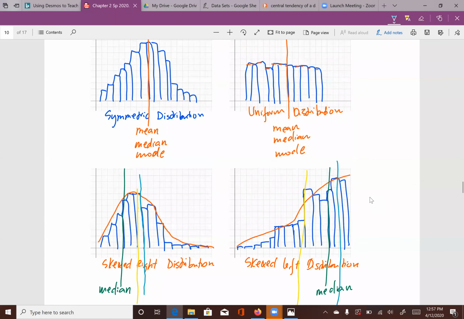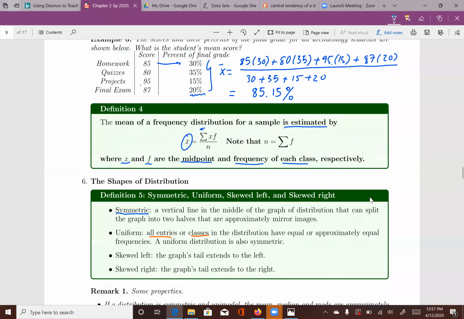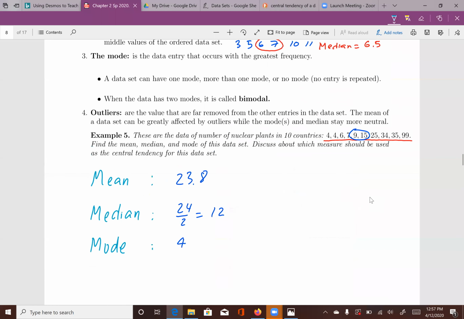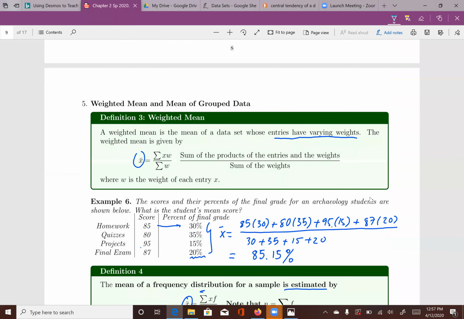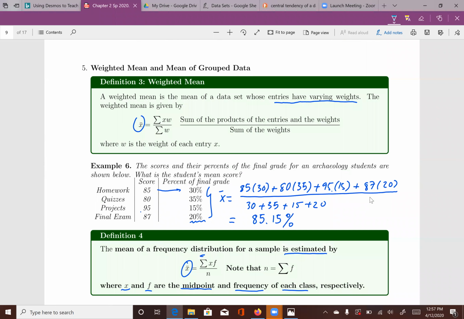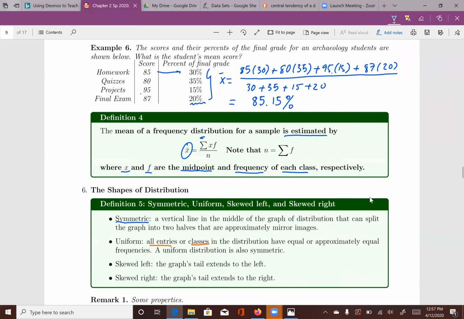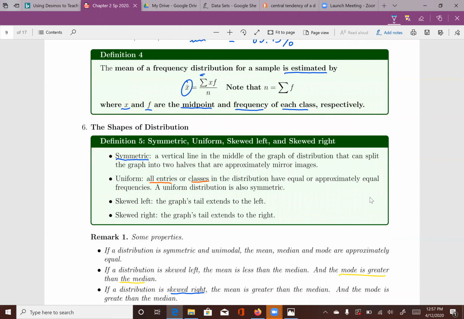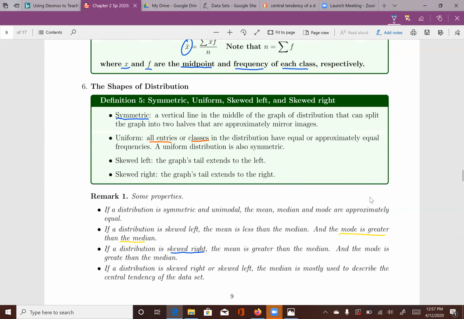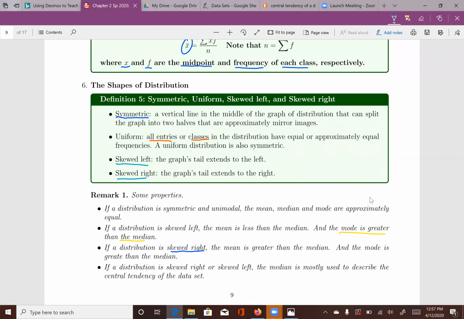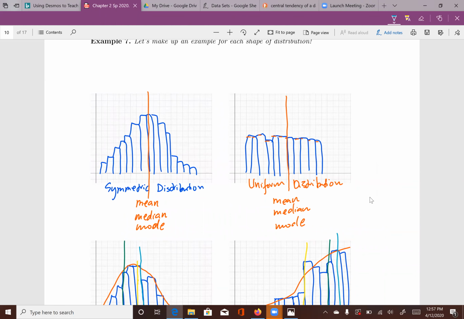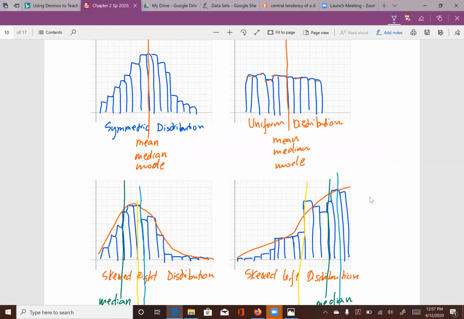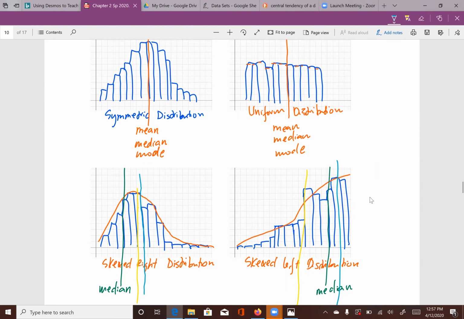All right, this lecture introduces the different measures of central tendency, how to calculate those measures, and how to calculate the weighted mean and the mean of grouped data, or the mean of frequency distributions. Also, we discussed the shapes of distributions. There are four main shapes that we discuss in this class: symmetric, uniform, skew right, and skew left, and how measures of central tendency are reflected in each shape of distribution, which is presented here.